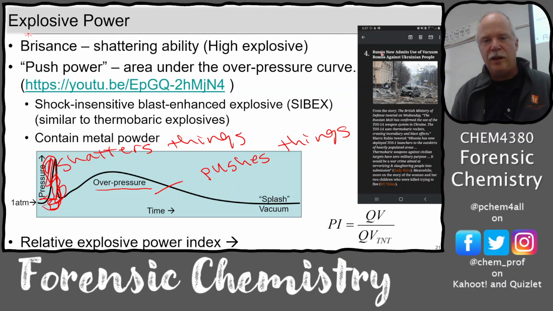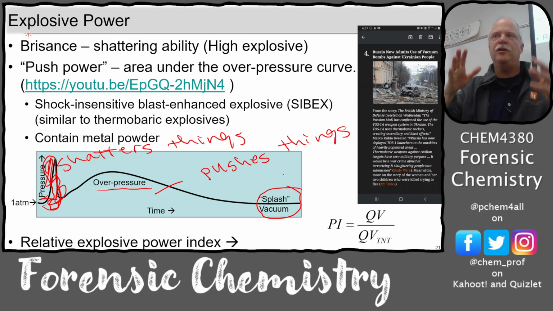This is a news release from a year ago that says Russia now admits the use of vacuum bombs in Ukraine. And a vacuum bomb, they call it a vacuum because there's a splash effect where after that overpressure, the atmosphere splashes back, and that's a vacuum, and that can knock things over too. So you have an overpressure and an underpressure. You create a splash in the atmosphere, and one way to do that is with metal powder. They'll disperse that metal powder into the atmosphere, and it's hot, and then it burns in oxygen when it reaches the stoichiometric amount.